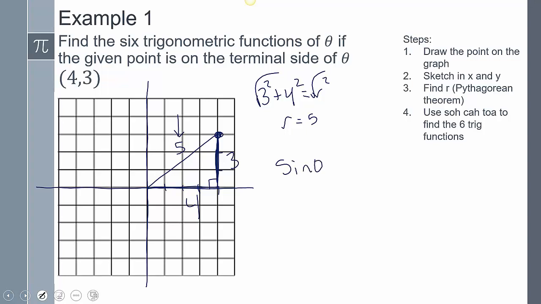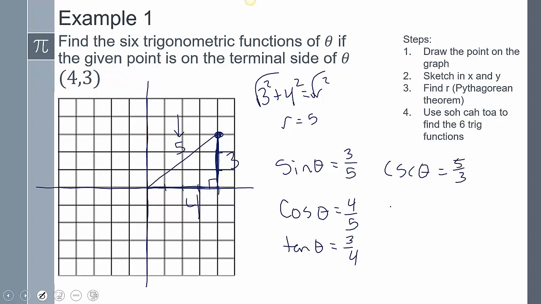So the sine of theta is opposite over hypotenuse. If this is the angle, it's the opposite to the hypotenuse. My cosine is adjacent to the hypotenuse. The tangent is going to be opposite over adjacent. Now I can go through and find cosecant, which is just the reciprocal of sine, secant, which is just the reciprocal of cosine, and cotangent, which is just the reciprocal of tangent.